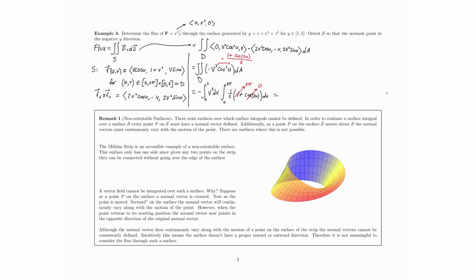So this becomes negative pi, right? Because we have 2 pi divided by 2, and then this negative. Not only that, we're also going to integrate this term, which will give us 1/4 v to the 4th between 0 and 2, which will turn into 2 to the 4th, which is 16. 16 divided by 4 is 4, so the answer here is negative 4 pi.